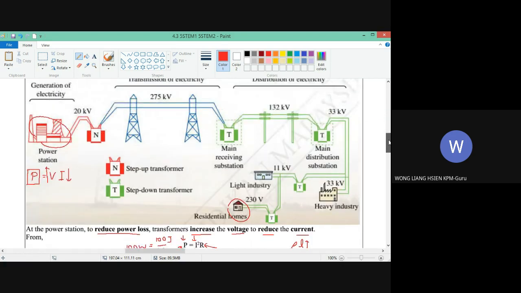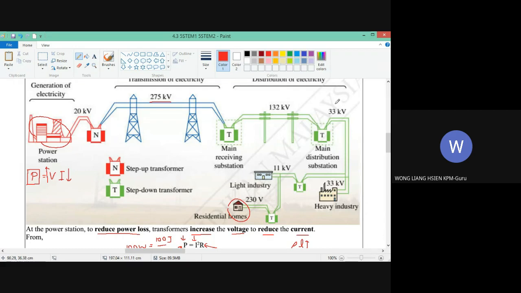For example, here, the power station generates the electricity at 20,000 volts, 20 kilovolts. It goes to the step up transformer. The step up transformer will increase the voltage until 275 kilovolts and send it to a very far place. When it reaches the destination, it goes to the main receiving station, or the main substation, and inside the main substation you will have a step down transformer. The step down transformer will decrease the voltage to 132 kilovolt, and then distribute in that area.